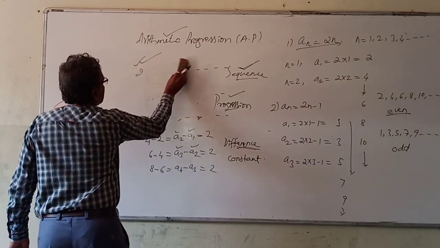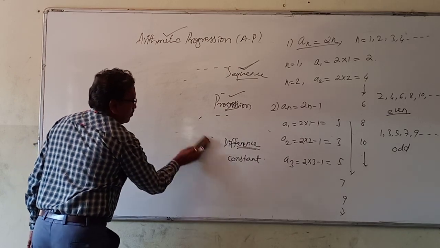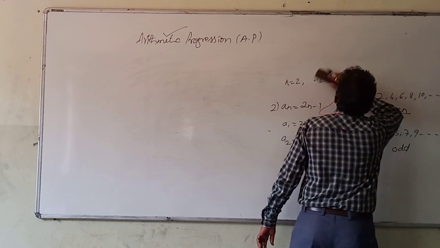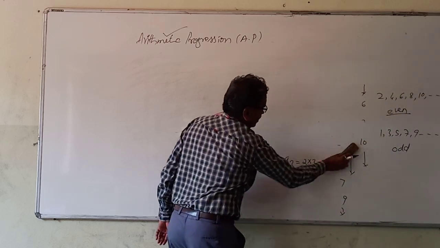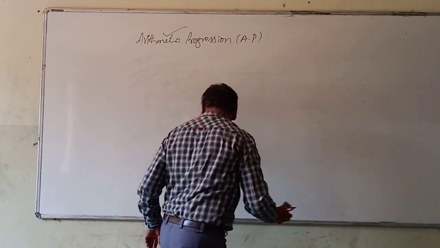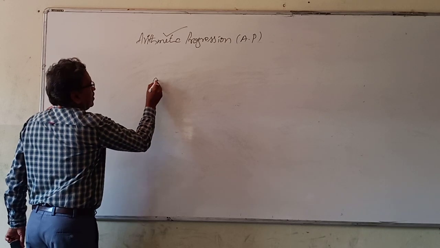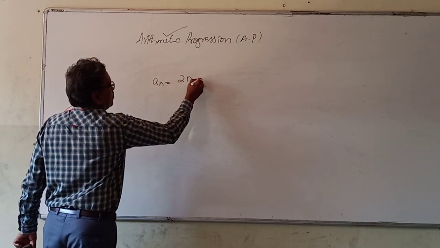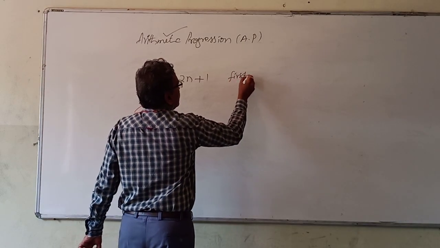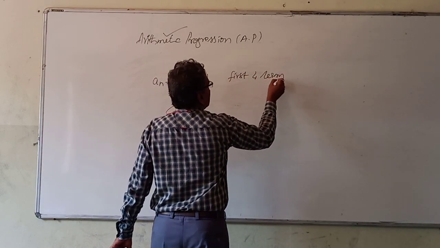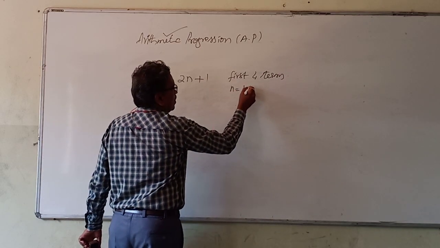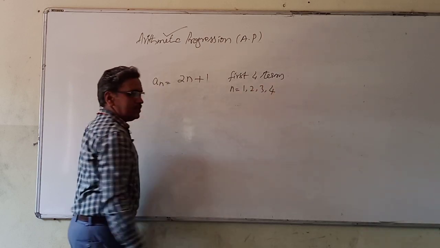So now, some more examples. Let us take some different examples related to sequence. The nth term of a sequence is 2n plus 1. Find the first 4 terms of this given sequence. It means that we take n equal to 1, 2, 3 and 4.